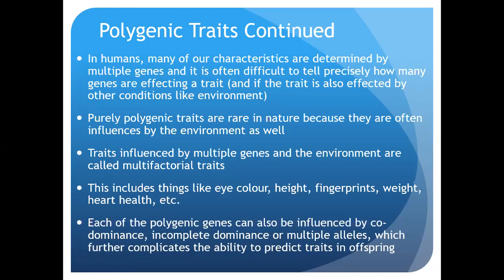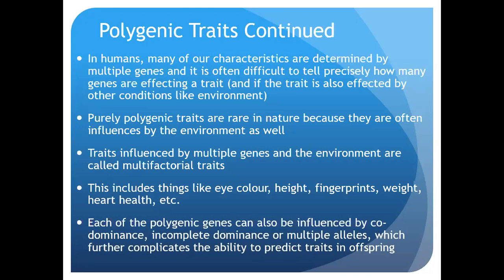A ton of different traits are influenced both by your environment, and it's sometimes your environment in utero, like with your fingerprints, and your different genes. And then these polygenic genes can also be codominant, incomplete dominant, and have multiple alleles. So it further complicates the ability to predict traits of offspring. So when we're doing these predictions, we're assuming that we're dealing with traits that only have one gene coding for them and that aren't influenced by the environment.